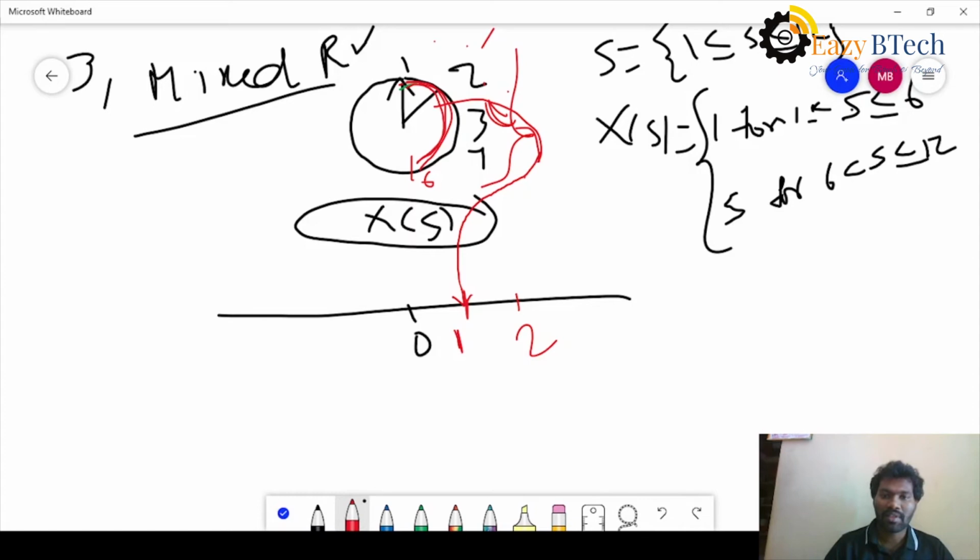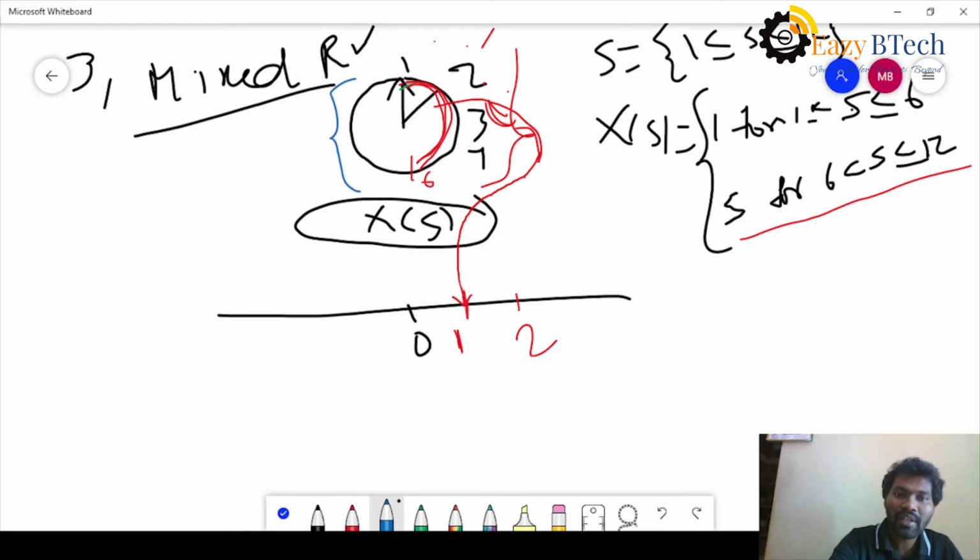So this is the first case. Similarly, I can say x of s equal to s for 6 <= s <= 12. That means if your needle is in this space, here it is 6, here it is 12. So in this space, what I will do, I want the value of s.